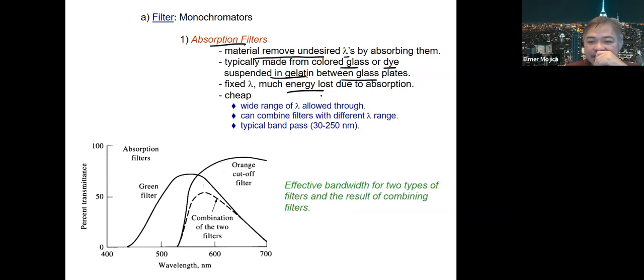It's cheap. Okay, you can have a wide range of wavelength that's allowed to pass through, or you can combine the filters with different wavelength range. Typical bandpass would be around 30 to 250 nanometers. So if you have an absorption filter, ito yung mga nagagamit mo, yung green filter, orange cutoff filter, and the combination of two filters.